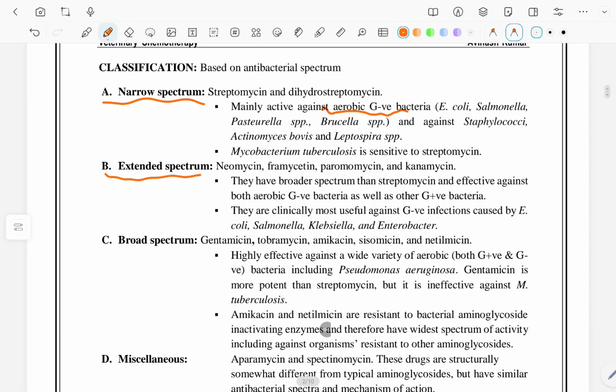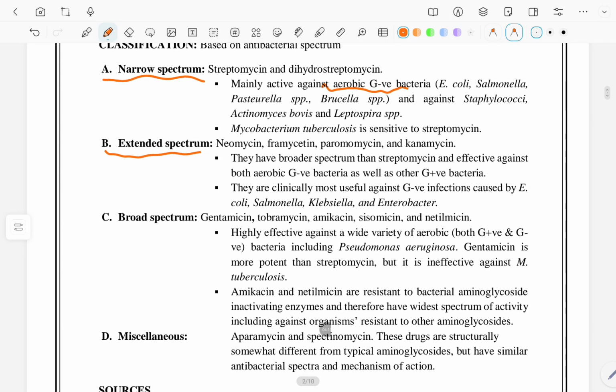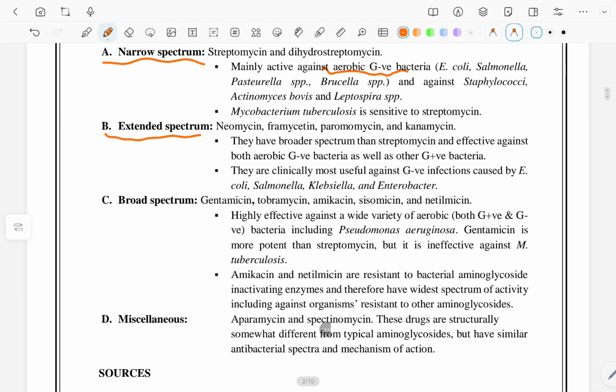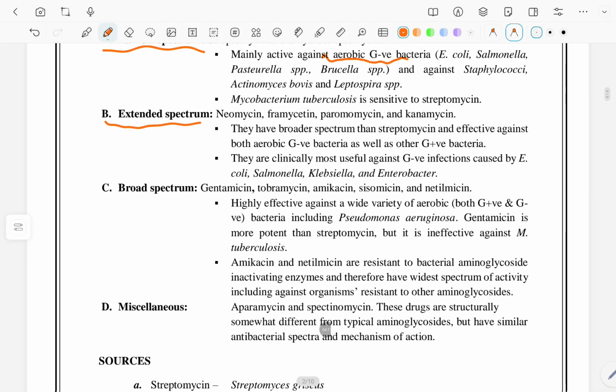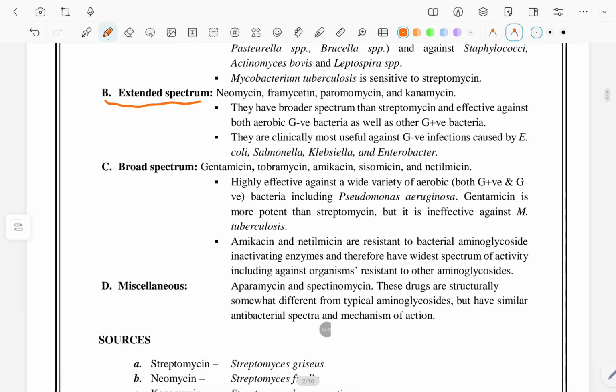Extended spectrum: neomycin, framycetin, paromomycin, and kanamycin. They have a broader spectrum than streptomycin and are effective against both aerobic gram-negative bacteria as well as some gram-positive bacteria. They are clinically most useful against gram-negative infections caused by E. coli, Salmonella, Klebsiella, and Enterobacter.